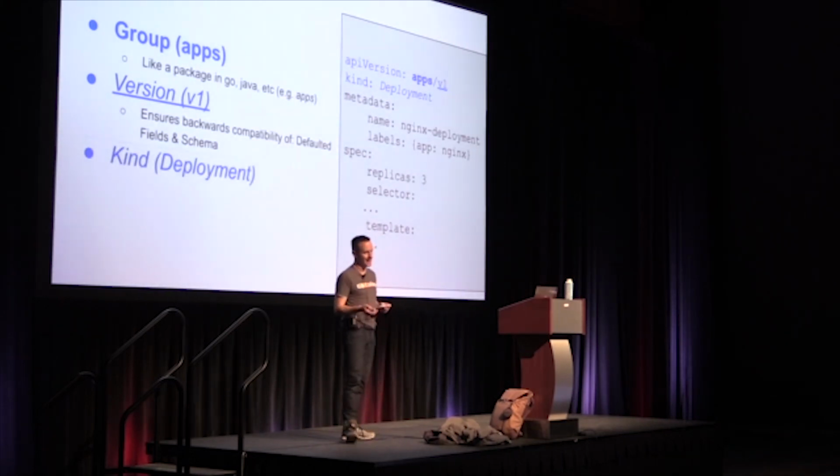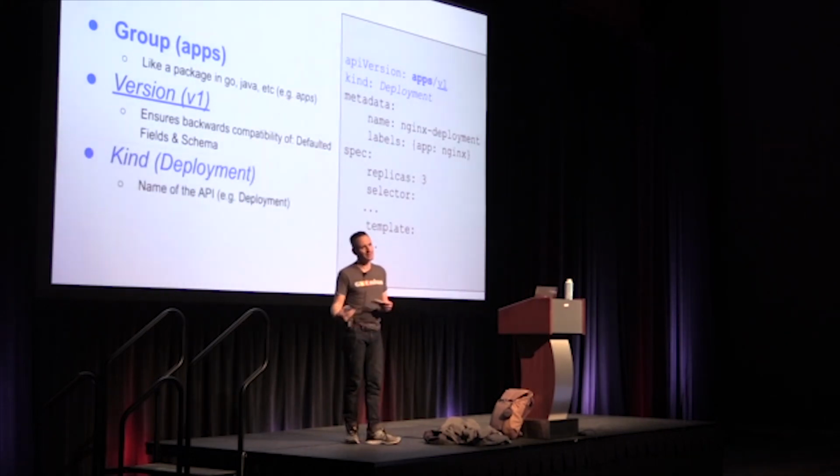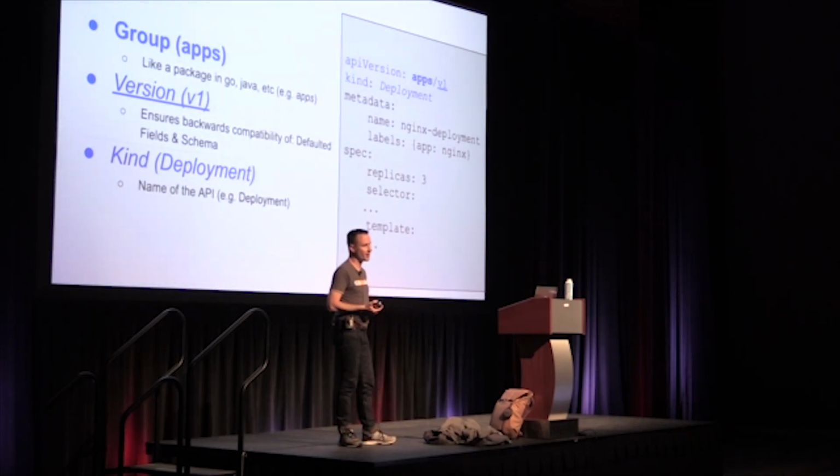And the last piece is the kind. So the kind is just basically the common name of the resource type. And so when I say deployment or replica set or pod, that's really just referring to the kind.